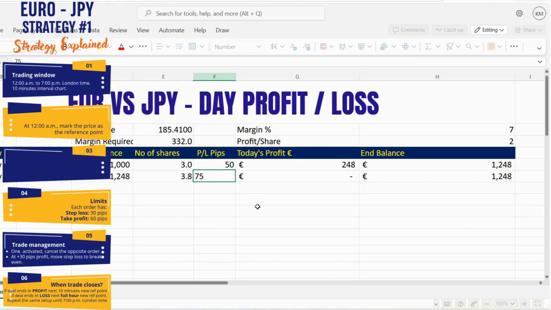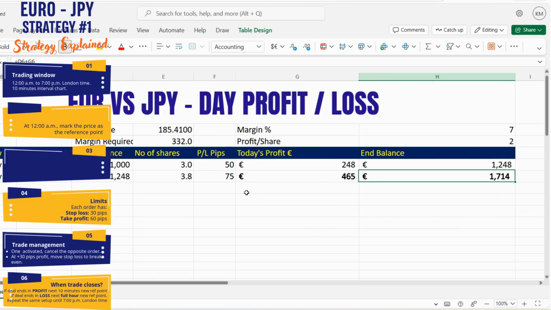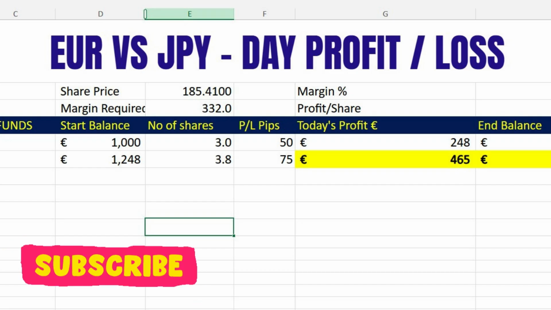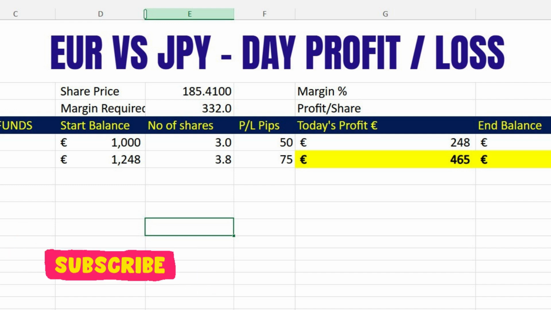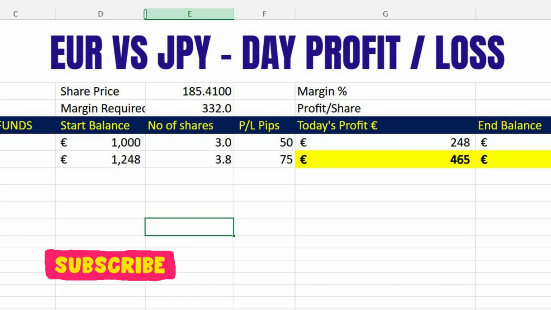The account begins day 2 with a balance of approximately 1,248 euros, carried forward from the previous trading day. Based on the selected contract size of 3.8, the 75 pip result converts to a displayed profit of approximately 465 euros. After adding the day 2 profit, the closing account balance is approximately 1,740 euro, allowing for the figures and rounding shown in the spreadsheet.